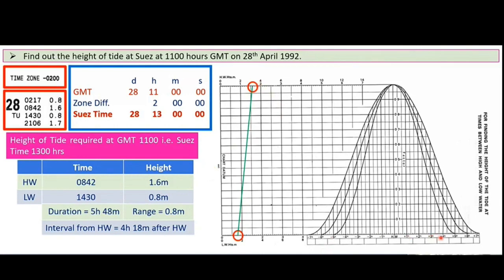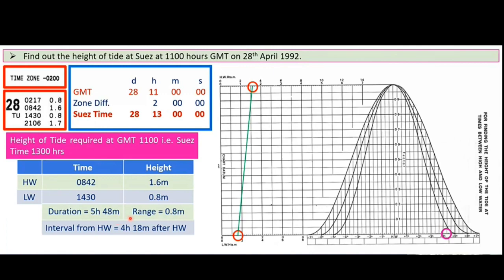Now we come to the baseline here. Our interval is 4 hours 18 minutes after high water. We can see here that for each hour there are 3 divisions, so each division represents 20 minutes. Accordingly, we can reach where it represents 4 hours 18 minutes after high water, so it shall be to the right. And from there, we go vertically up to which curve? Our duration is 5 hours 48 minutes, so we shall be visually interpolating between 5 hour and 6 hour curve.